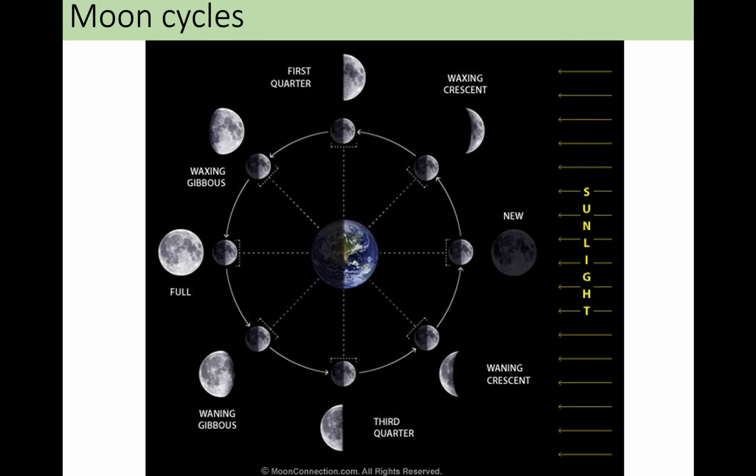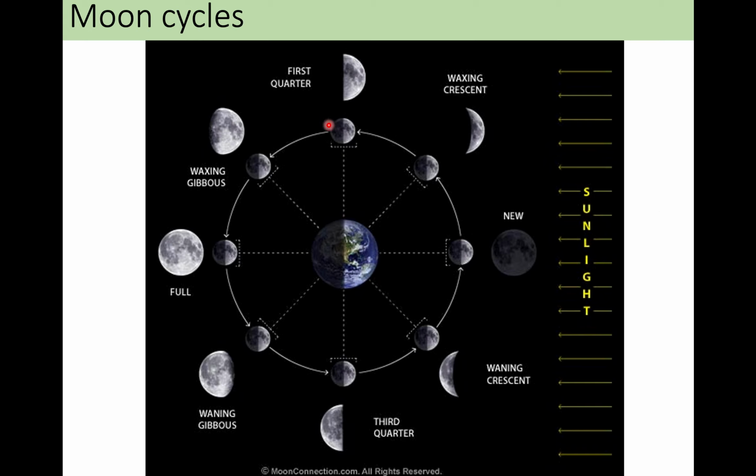So the moon cycles. I like this diagram, but it's a lot to look at, so I'm going to go through step by step. First, here is the sunlight. The sun is somewhere over here on the right of our screen, and the sunlight is coming in. If you look at the moon throughout its cycle, you will notice that half of the moon is always illuminated. And that half of the moon is the side that's facing the sun. It's like if you shined a flashlight on a circle, half of it would be illuminated.